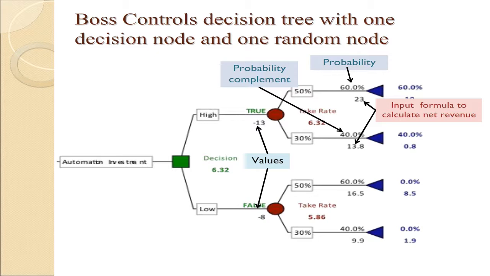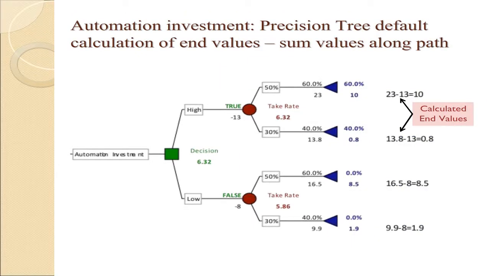So we had to put a formula to calculate the net revenue. We had to do it for each of the branches. Recall that in this example, we used a default assumption called cumulative payoff. And that's how the end values were calculated. The topmost part of the tree was $23 million in net revenue minus $13 million investment. The total profit is $10 million. In the second branch, it's $13.8 million net revenue minus $13 million in investment for a total profit of $0.8 million.